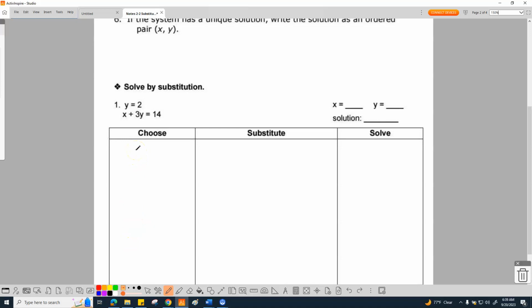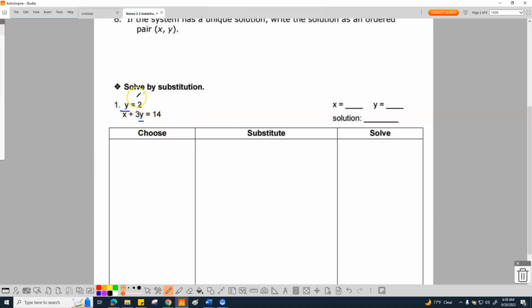The first thing you want to do when looking at this is ask yourself, you have to basically combine these two equations into one. What do I mean by that? Well, I'm going to talk about that. For this first example, the first line says y equals 2. I'm going to underline that y there, and I'm going to underline that y here.